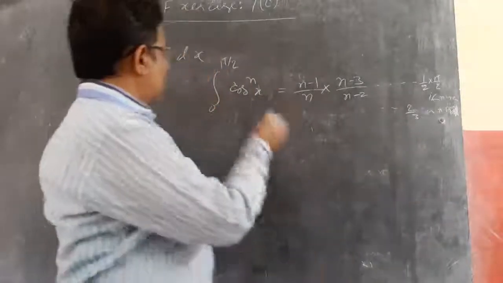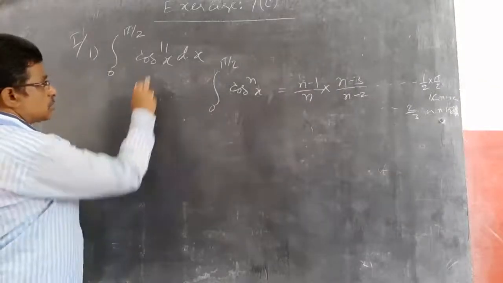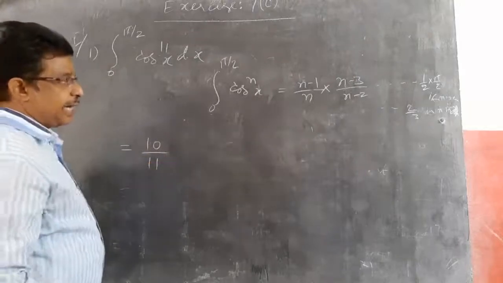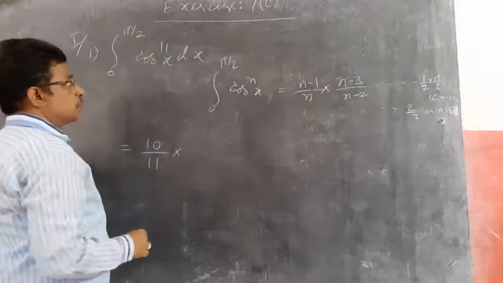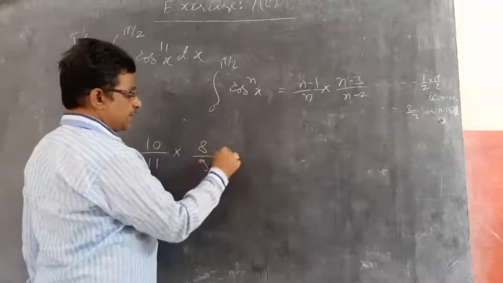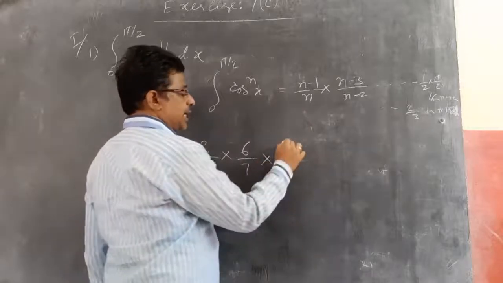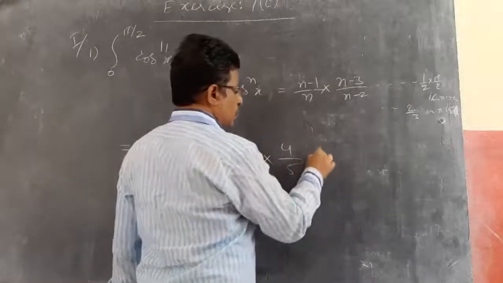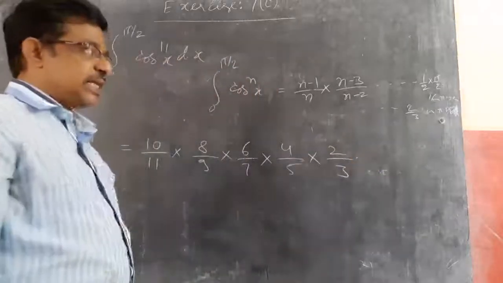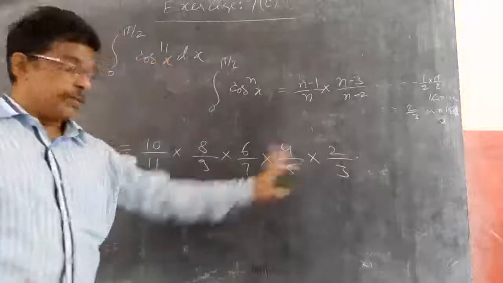So coming to here again, cos power 11x. So 11 minus 1, 10 by 11. Now reduce 2. So what do you get? 8 by 9. Reduce 2 again: 6 by 7. Reduce 2 again: 4 by 5. Reduce 2 again: 2 by 3. If you are getting 2 by 3, leave it like that. If n is odd, 2 by 3. Here n is odd or not? You got 2 by 3.